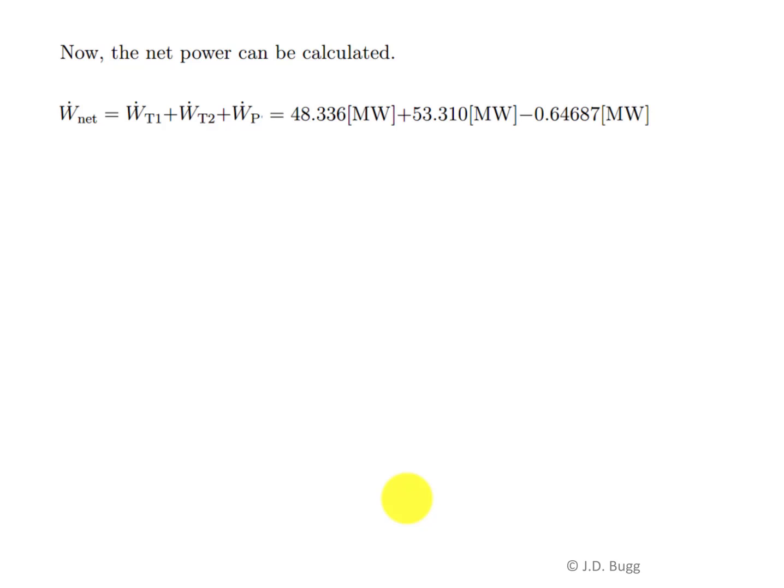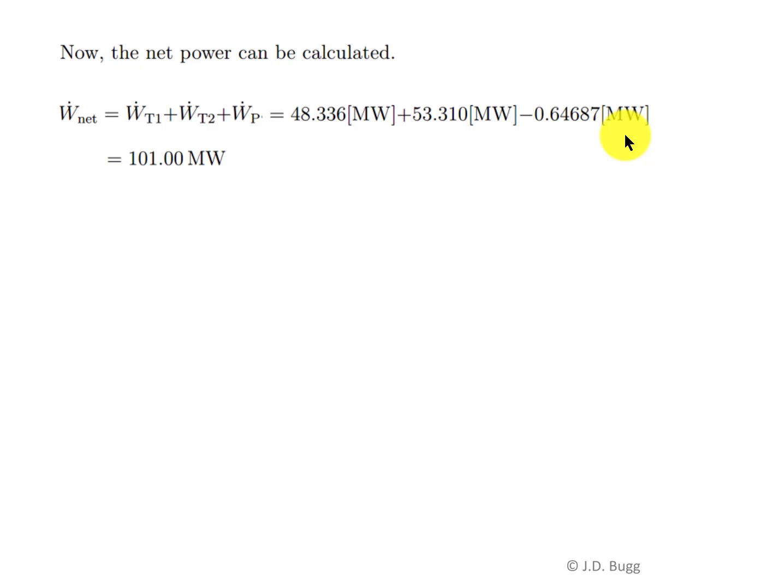So now the net power can be produced because we've got a power for both of the turbines and for the pump. Reminding ourselves that the net power is the sum of those three powers, we go and get the three numbers we just calculated and add them all up, remembering that the pump power is negative, so we have to carry that sign in when we substitute for W dot P. That gives us a net power of 101 megawatts.